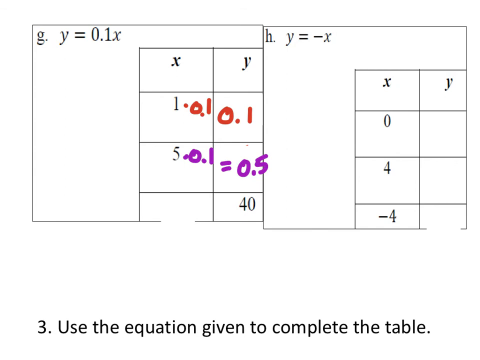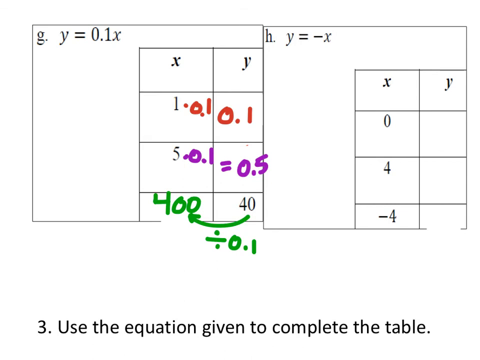Well, once again, instead of multiplying by 0.1, in this case we're working backwards. So instead of multiplying by 0.1, we're going to divide by 0.1 to find the corresponding x value, which in this case is 400. Kind of a big number right there. That's okay.